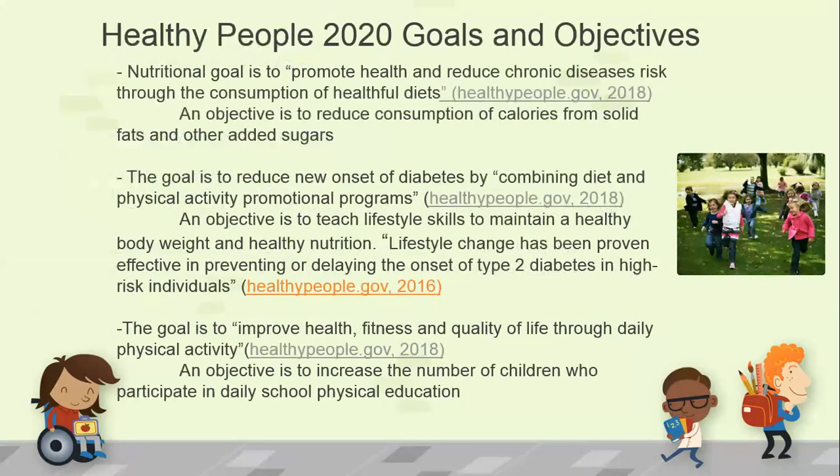Lifestyle changes have been known to be effective in preventing or delaying the onset of type 2 diabetes in high-risk individuals such as in this case. And then the goal for physical activity is to improve health, fitness, and quality of life through daily physical activity. The objective is to increase the number of children who participate in daily school physical education.